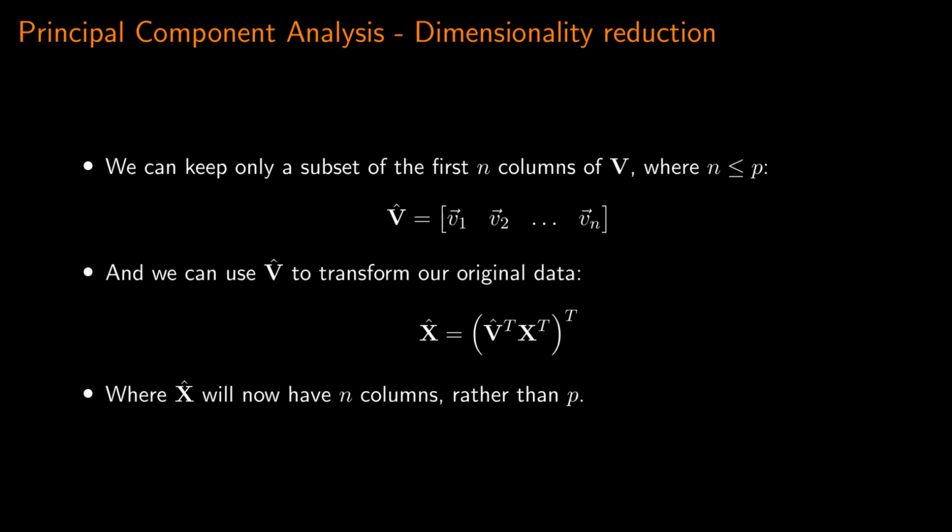Okay, so p was the original number of variables, n is going to be the number that we want to keep, which would typically be less than p. And that would give us v hat, which we can then use to transform our original data to give x hat, as shown here. X hat will now have n columns rather than the p columns of the original x.